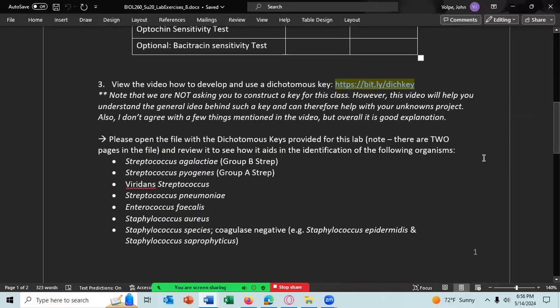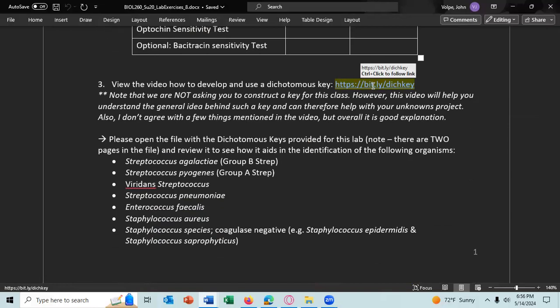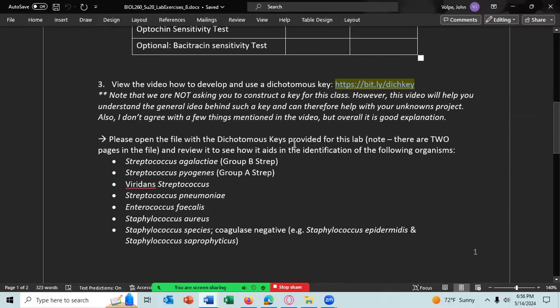All right. And question 3 is to view the video on how to develop a dichotomous key. So just click that link. You're not going to be constructing a dichotomous key for this class. However, you need to know the general idea behind such a key and then how to use such a key. And then please open the dichotomous key file for the lab.